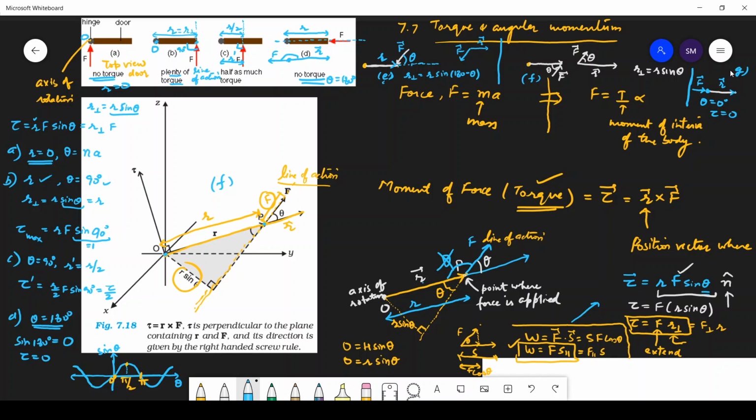So students, please write down all these cases. Okay, so this is case G, this was your case F, and this was your case E. So I hope the concept of torque is clear to you people.